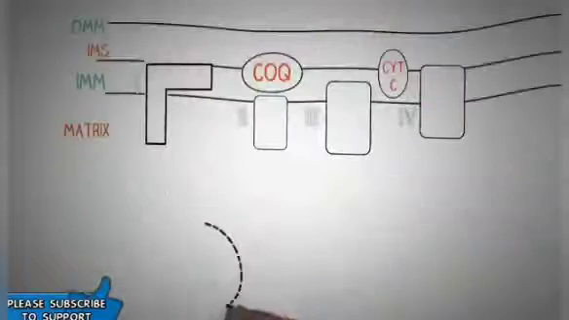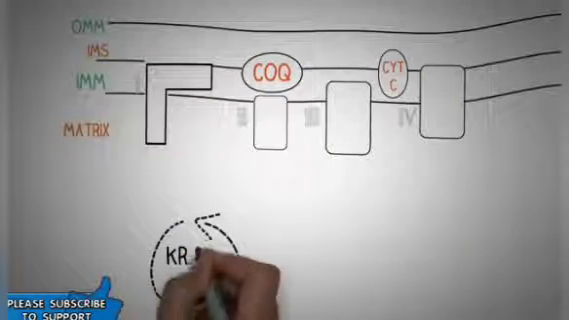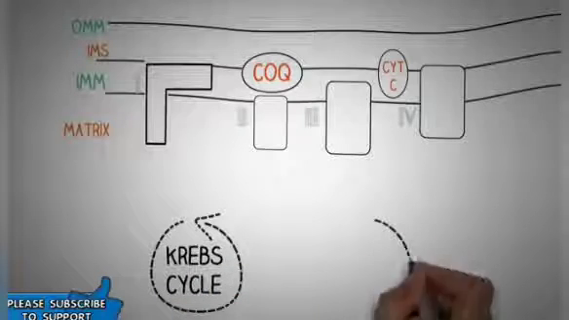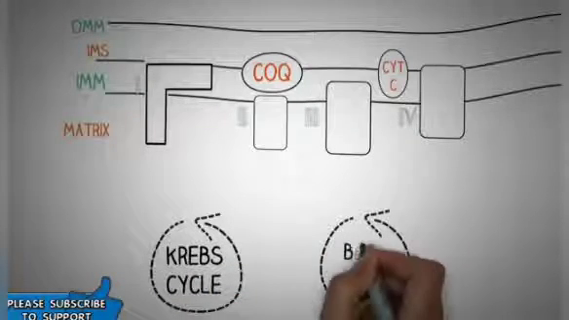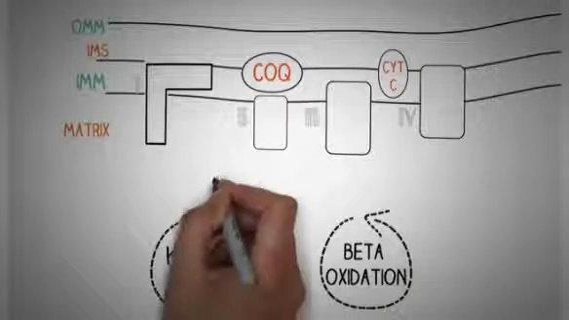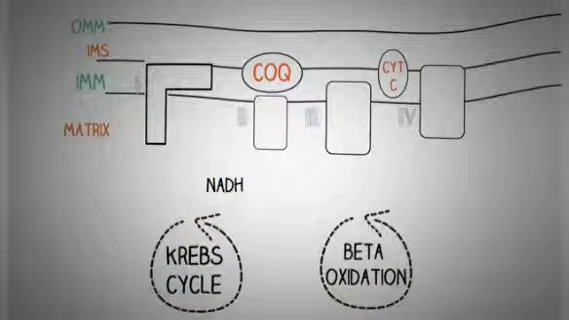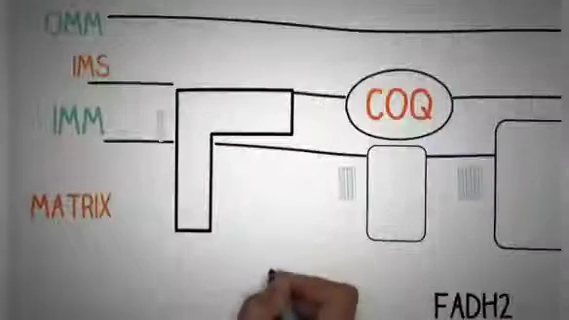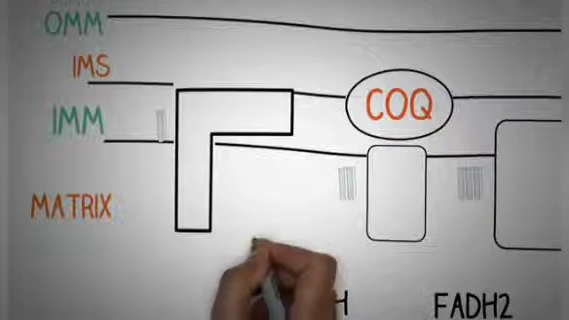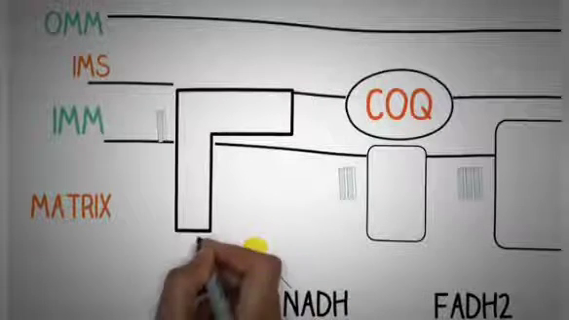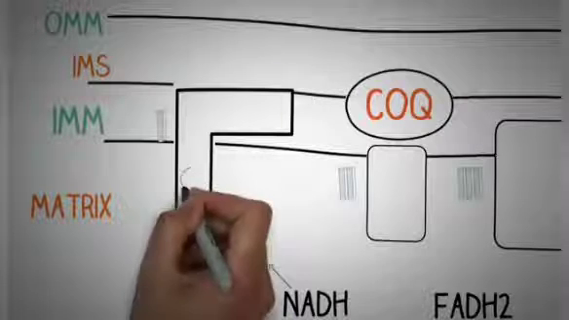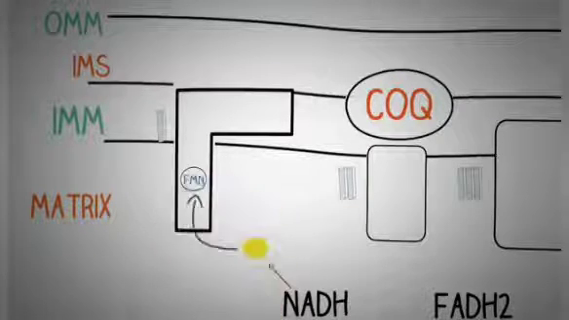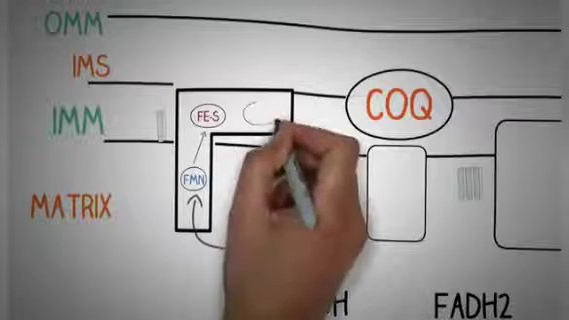In the matrix of the mitochondria, we have the various biochemical cycles like the Krebs cycle as well as the beta oxidation of fatty acids. These biochemical cycles generate reducing equivalents called NADH and FADH2. The electron transport begins when the NADH donates its electrons to the first complex. In the first complex, the electrons are first received by the flavin mononucleotide prosthetic group. The FMN then donates the electrons to the iron sulfur proteins.